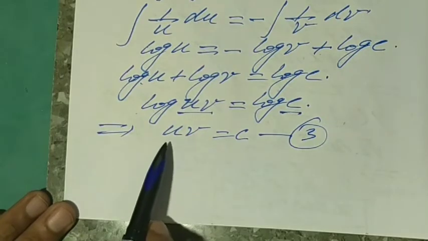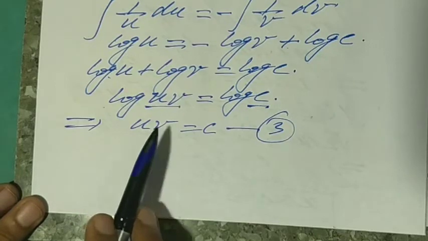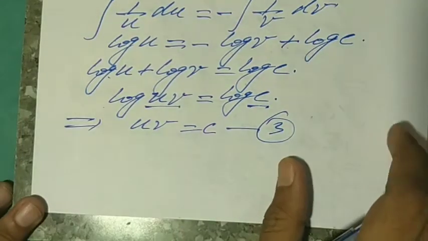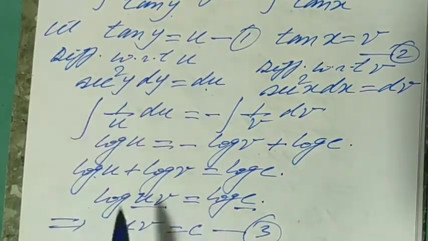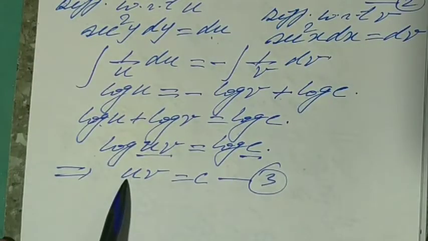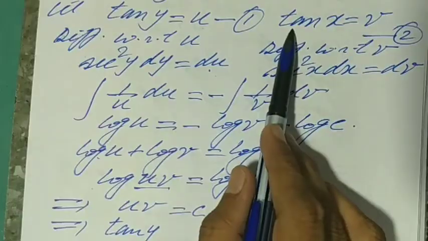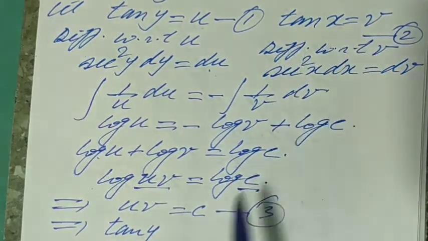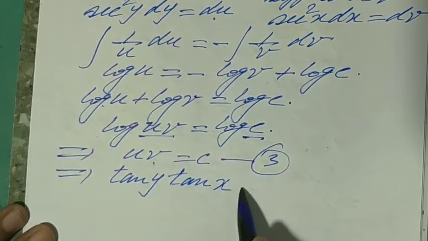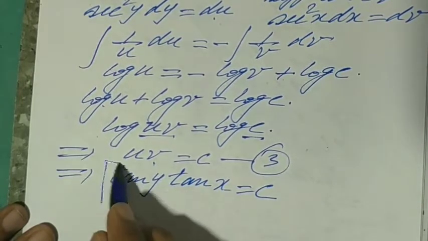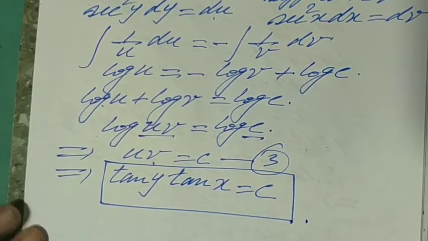So at this point of the solution, we need to substitute the values of u and v back in terms of x and y according to our substitution. So according to our substitution, u was tan y. So here we have to replace u by tan y. And from equation number 2, v is equal to tan x. So here we have to replace v by tan x, tan y times tan x is equal to c. And that's it. This is the solution of the given differential equation.